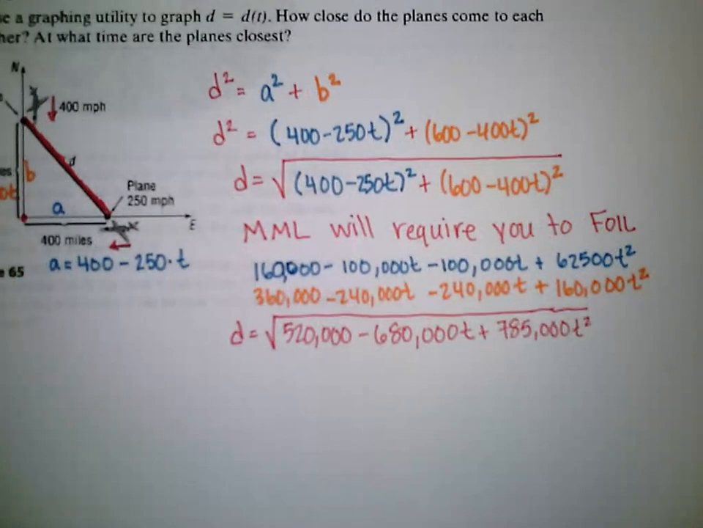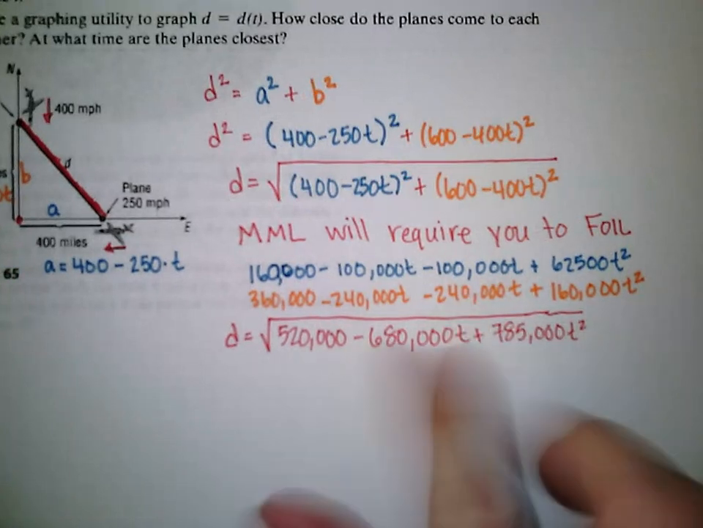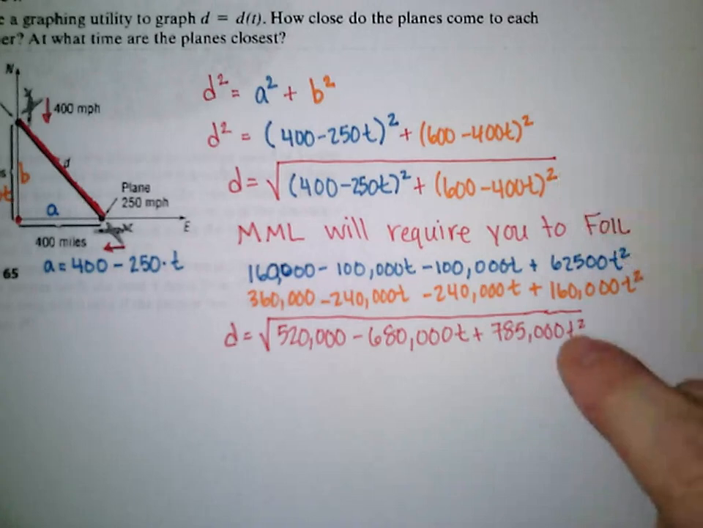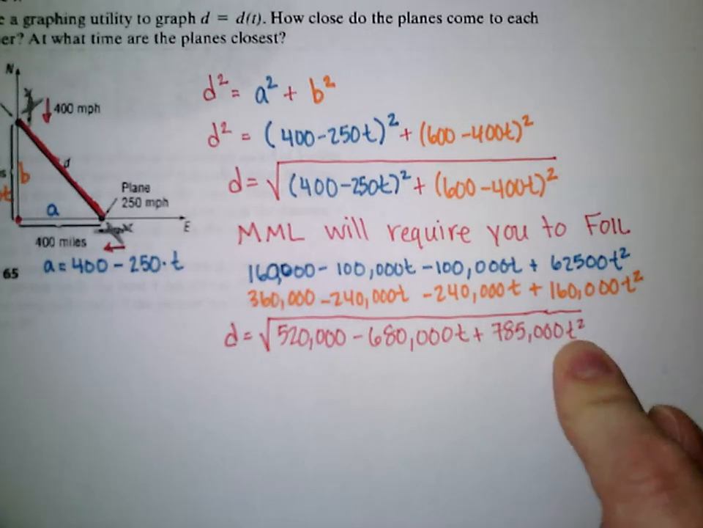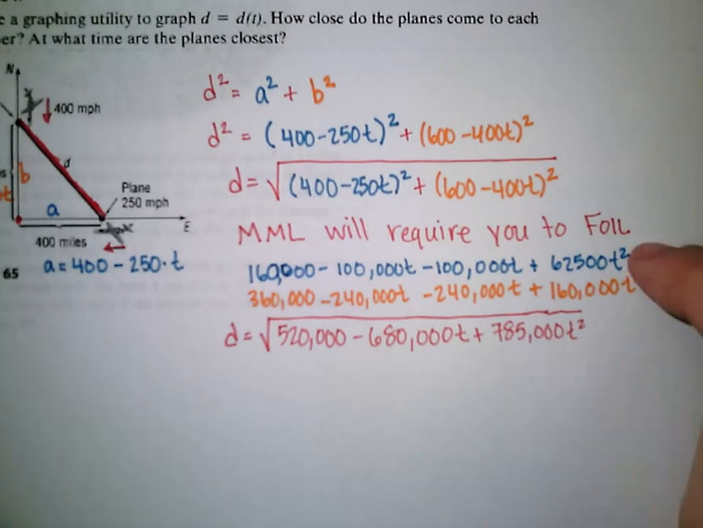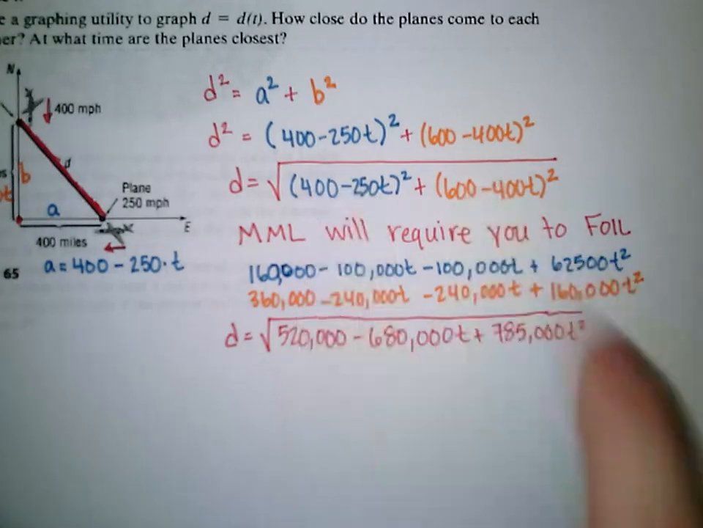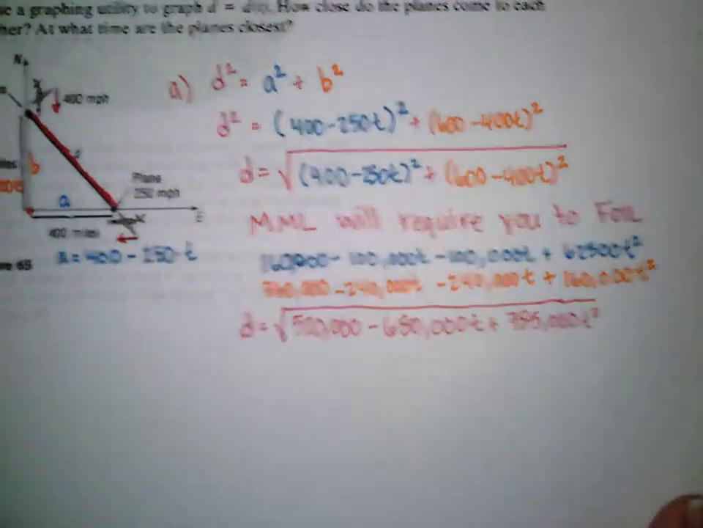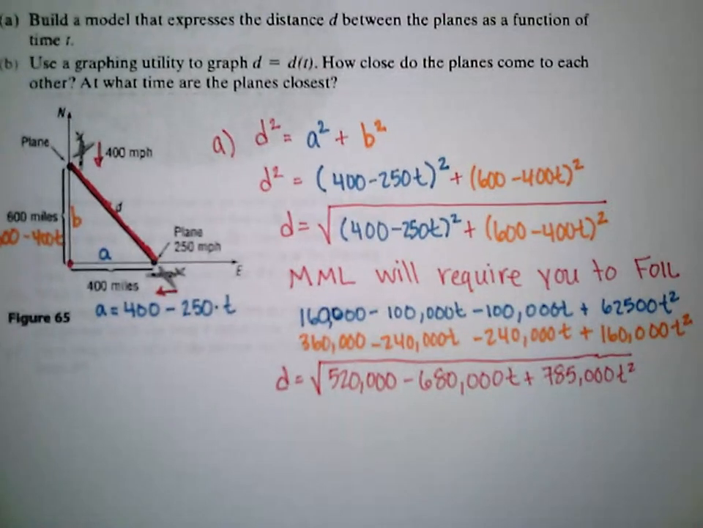Okay, so again, I really don't care if you FOIL this out. I think this version looks a lot nicer than this version, but my math lab will make you FOIL it out. So I've FOILed out each of these two binomials and then combined like terms. That's what my math lab is going to expect for part A, which was to build a model for the distance. Then part B is the one that I'm the most interested in because it lets us use that model to do math stuff.